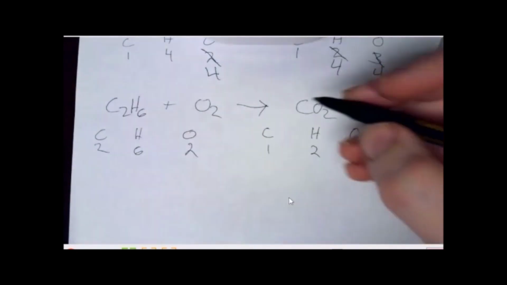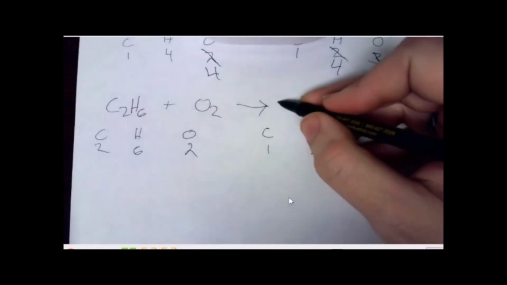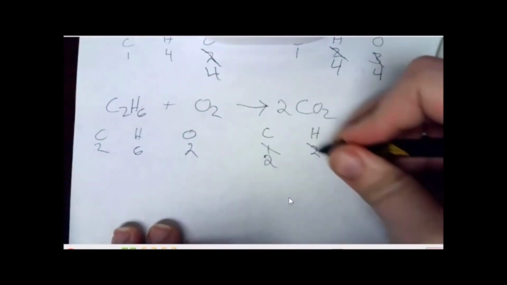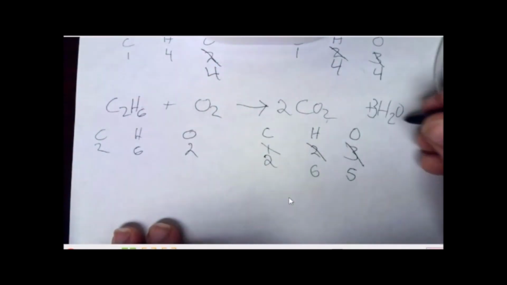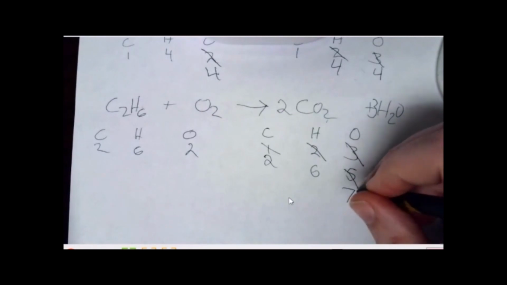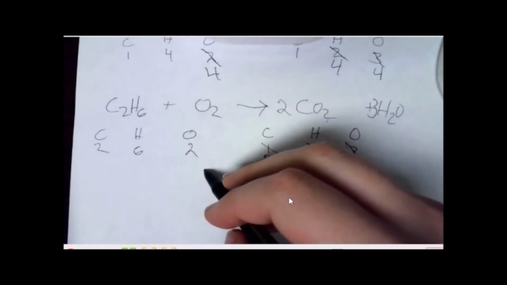Okay, with this one, there are 2 carbons, so I must start by doubling that. It becomes 2, and that becomes 4 plus 1, 5. Because that's 6, I need to put that as a 3. That becomes 6. 4 plus 3 is 7. Here's where we have a problem. We have an odd number of oxygens on the left and an even number of oxygens on the right.